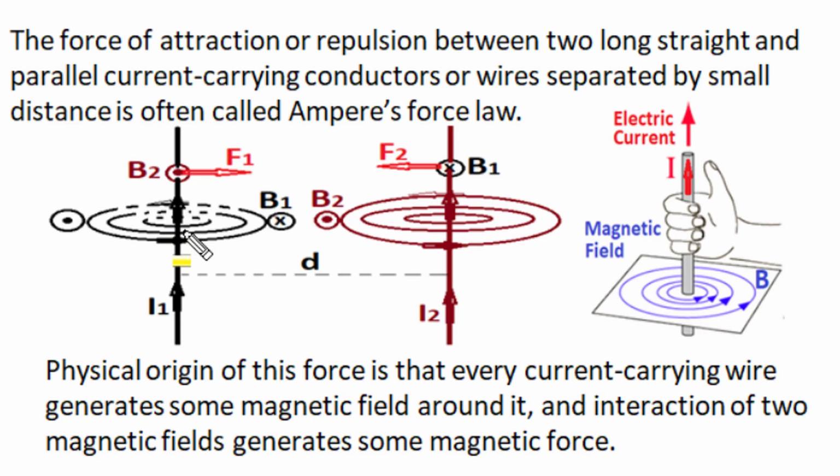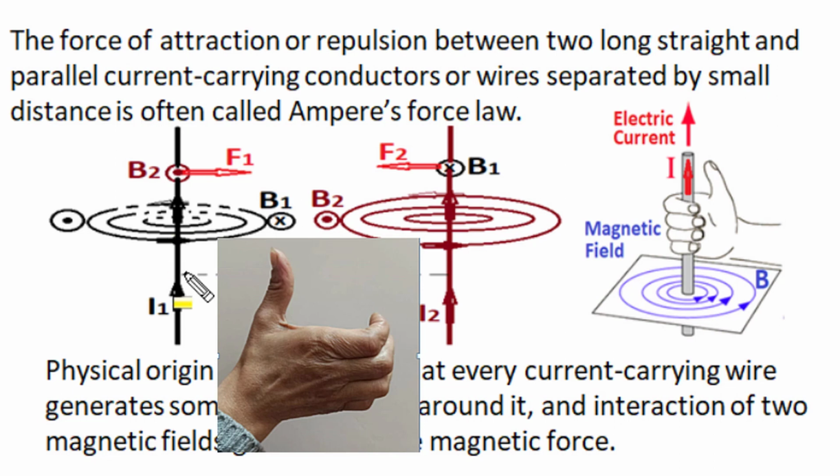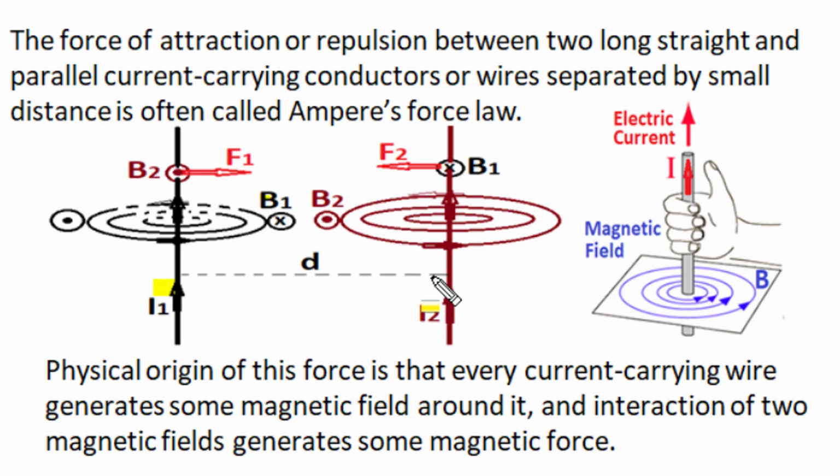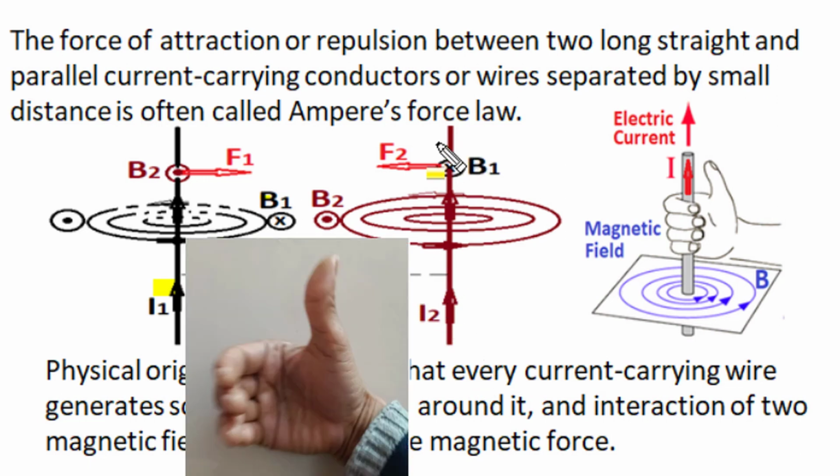The direction of the magnetic field by a straight conductor is given by Maxwell's right hand thumb rule. The thumb of the right hand, when aligned with this black I1 current in the upward direction, we will find that surrounding this conductor in anti-clockwise circles there exists magnetic field B1 shown by black circles. Similarly, current I2 in this second conductor also generates an anti-clockwise circled magnetic field around it.